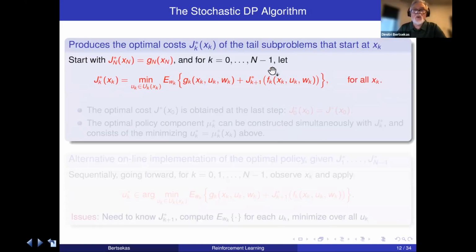So let's get into the stochastic dynamic programming algorithm. Similar to the deterministic case, it produces the optimal cost of the tail subproblems that start at the different states. And we use the same notation for this.